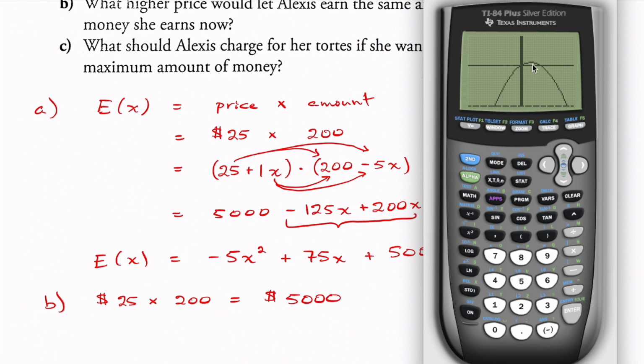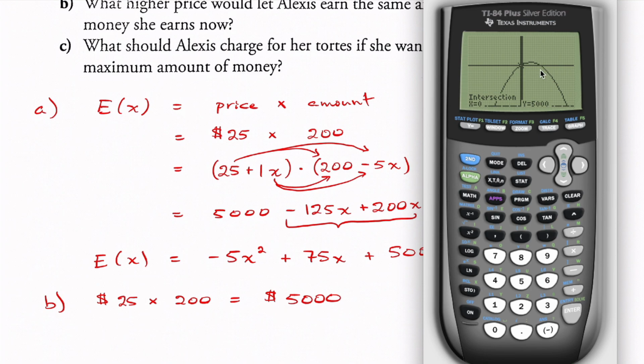Okay, so we've got to find the intersection. So let's go second trace, find intersect. So that's number 5. Okay, and we'll find this first one. Just click enter, enter, enter. Okay, so at 0 of these price increases, we made $5,000, right? That was the original. At $25, 200 of them, we made 5 grand.